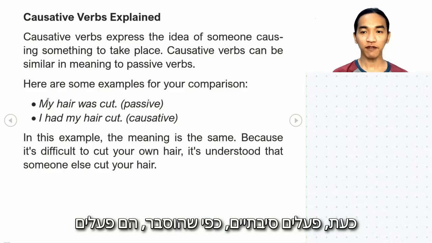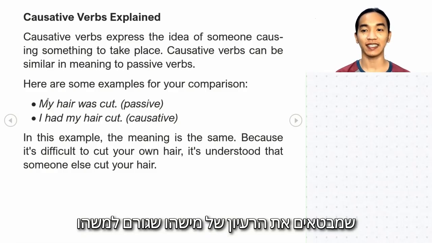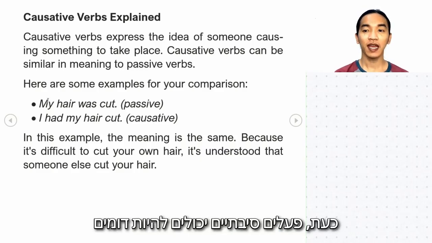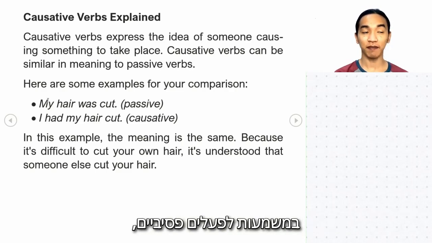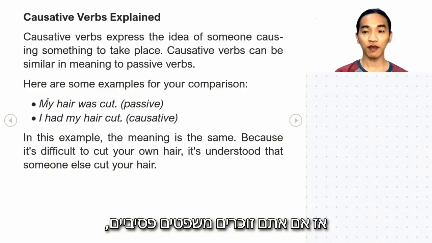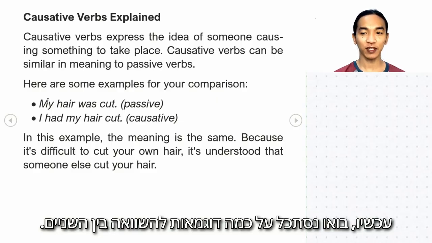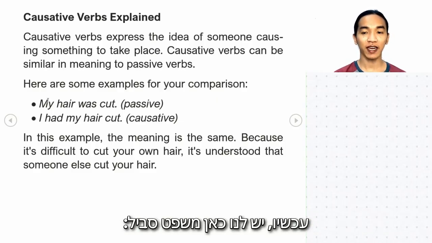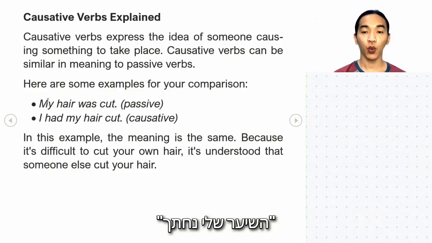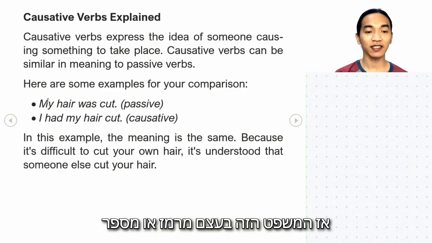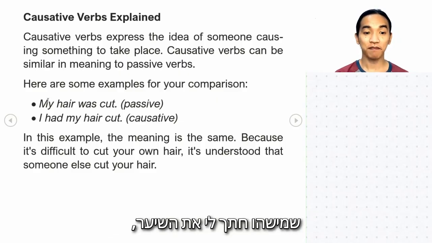Now, causative verbs, as explained, are verbs that express the idea of someone causing something to take place or to happen. Now, causative verbs can be similar in meaning to passive verbs. So if you remember passive sentences, you would understand how causative verbs work. Now, let's take a look at some examples to compare the two. Now, we have here a passive sentence. My hair was cut. So this sentence actually implies that somebody cut my hair.